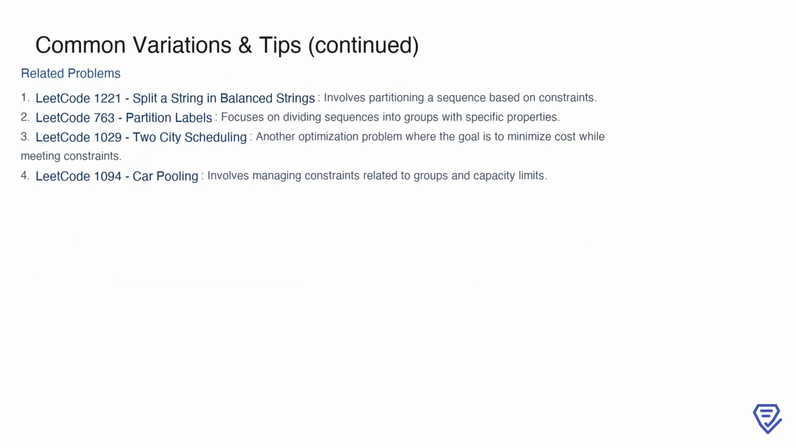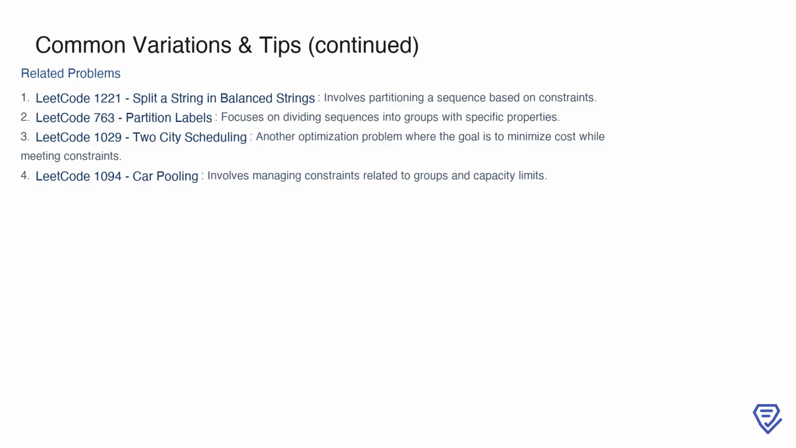Let's explore some related problems that share similar concepts or strategies. First, LeetCode 1221, split a string in balanced strings, involves partitioning a sequence based on constraints, which is similar to dividing seating arrangements. LeetCode 763, partition labels, also focuses on dividing sequences, but here the goal is to group elements with specific properties. Then there's LeetCode 1029, two-city scheduling, which is another optimization problem.